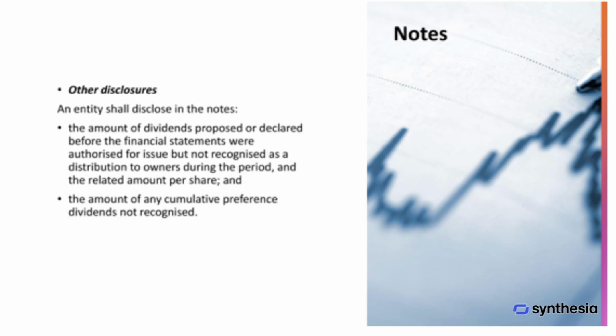An entity shall disclose in the notes the amount of dividends proposed or declared before the financial statements were authorized for issue, but not recognized as a distribution to owners during the period, and the related amount per share, and the amount of any cumulative preference dividends not recognized.